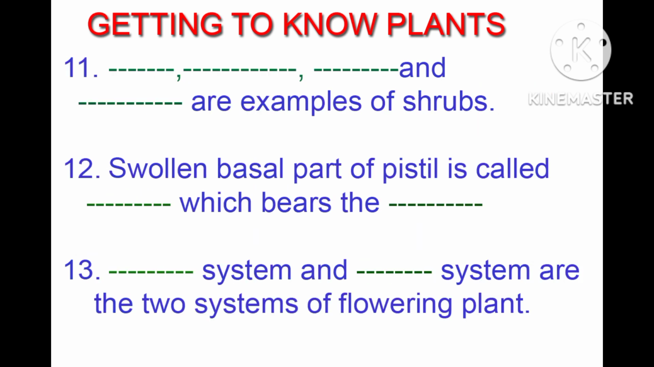Eleventh question. Dash, dash, dash and dash are examples of shrubs. Lemon, basil, rose, pomegranate. 12th. Swollen basal part of pistil is called ovary, which bears the ovules. 13th question. Dash system and dash system are two systems of flowering plants. The answer is root system and shoot system are two systems of flowering plants.